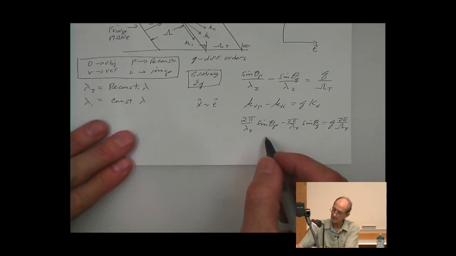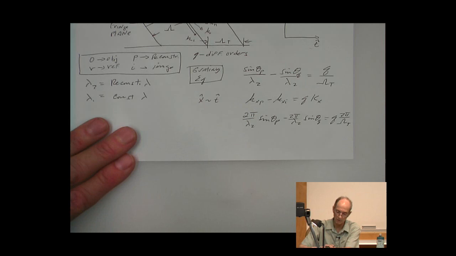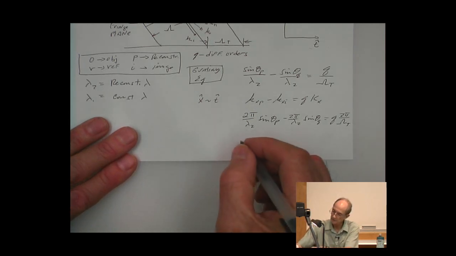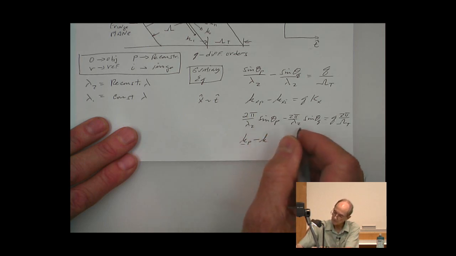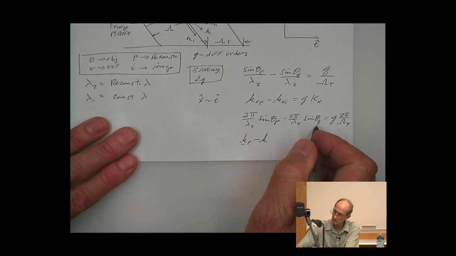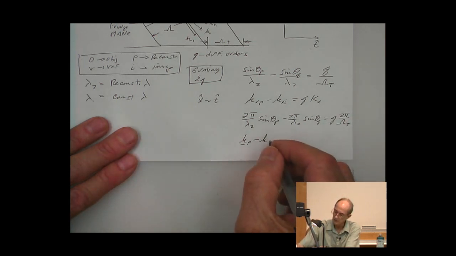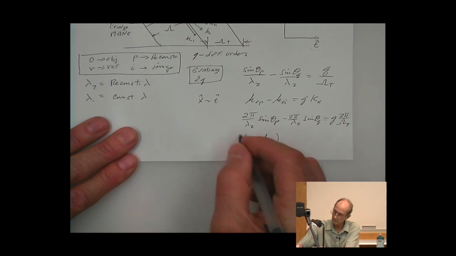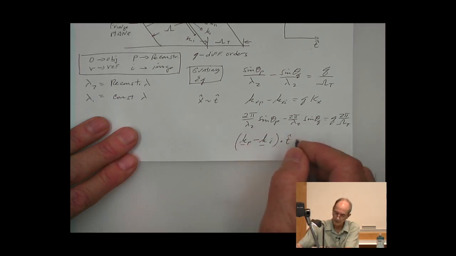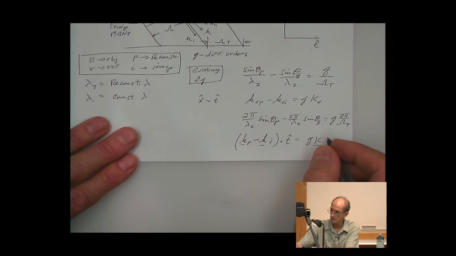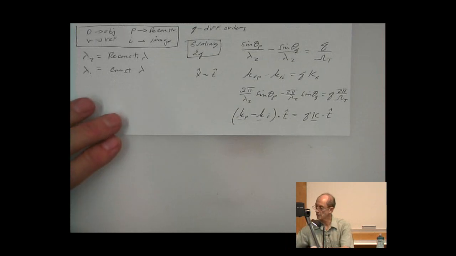So looking at that and looking at our coordinates, we can then simply say that this is kp, the full vector, minus ki, also a vector. This q direction is really the image, right? This is the direction of the diffracted field. And the tangential component of that is equal to q, the K volume vector, dotted with t, the tangential coordinate.